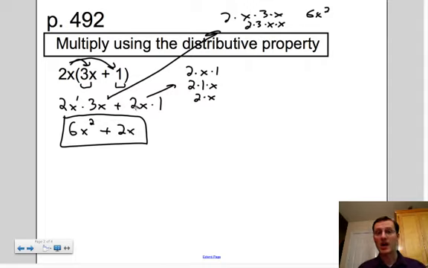Now remember that you cannot combine x squared and x to the first because one is a quadratic term and one is a linear term. They have to be exactly the same term. They have to have the same degree. In fact, they have to have the same exact variable combination. They have to be like terms for you to combine.